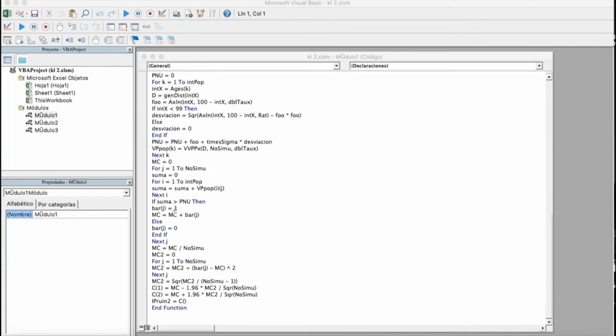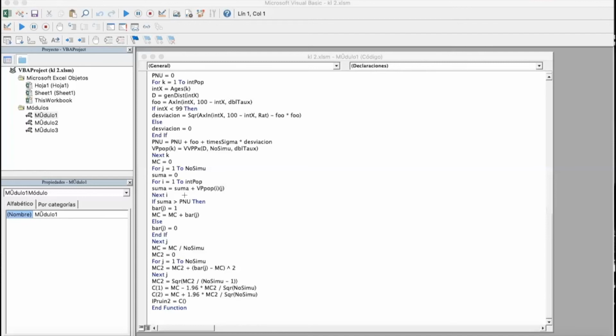So we accumulate every vector that we created here, which was VP pop, and sum them all up in here to later compare them to the premium paid. So here's the comparison of the sum to the premium paid. And as we explained earlier, a 1 means that to this specific sum, there's a ruin, and a 0 means that there is no ruin at all.